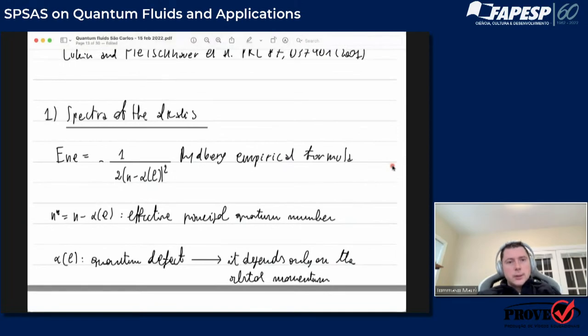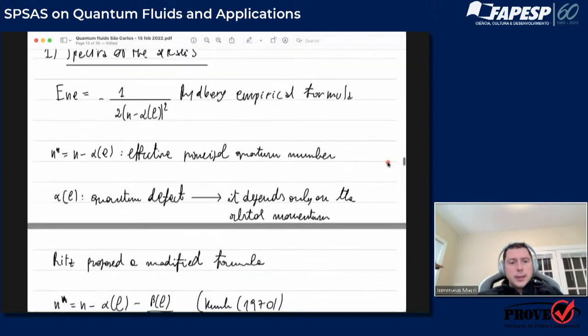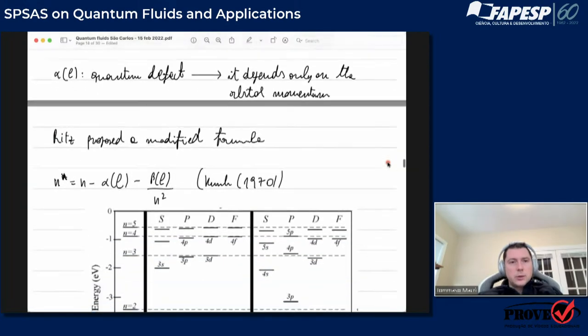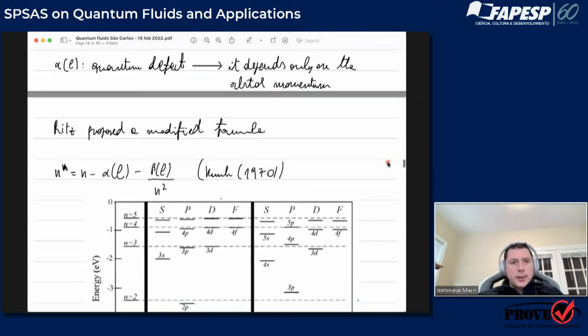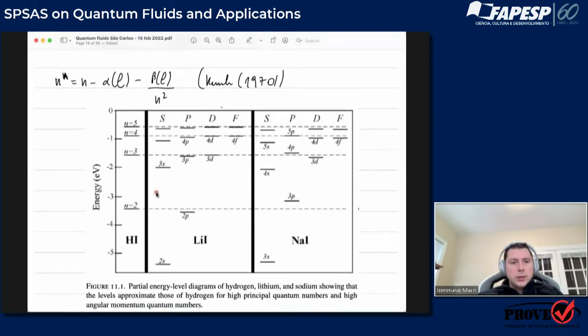We saw that they follow this so-called Rydberg empirical formula, where the principal quantum number is replaced by n star, so n minus, now I call the quantum defect alpha of L. And it can be seen that this alpha essentially only depends on the angular momentum, it does not depend on the principal quantum number.